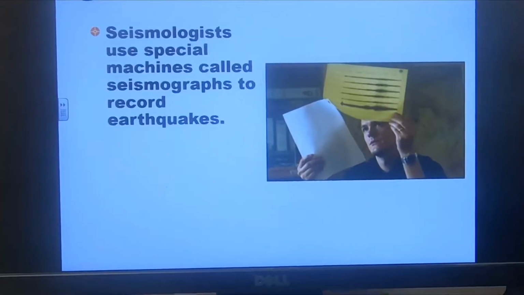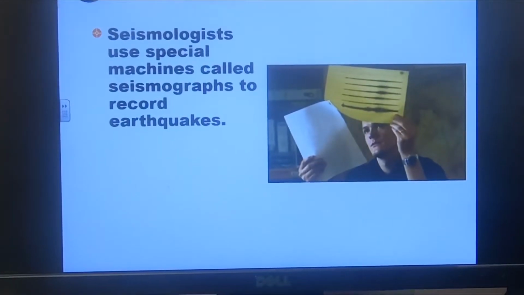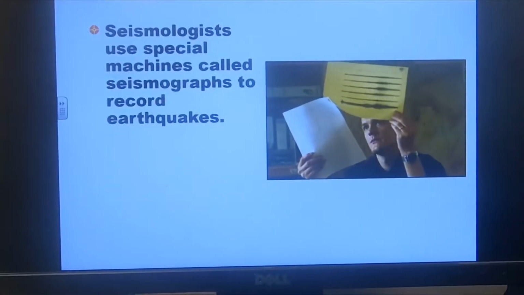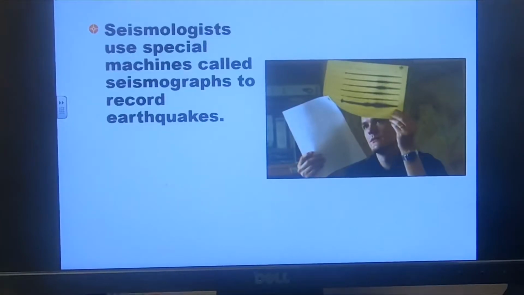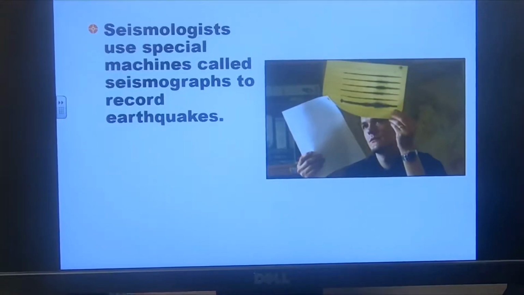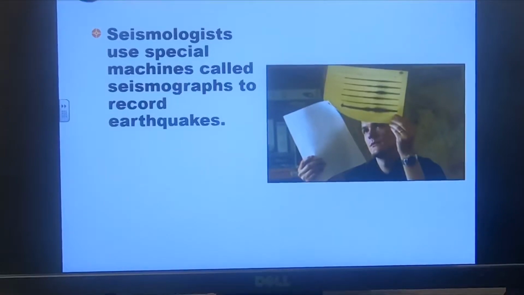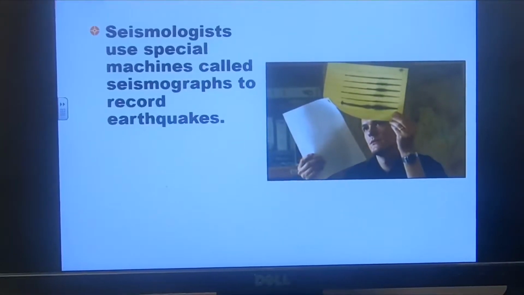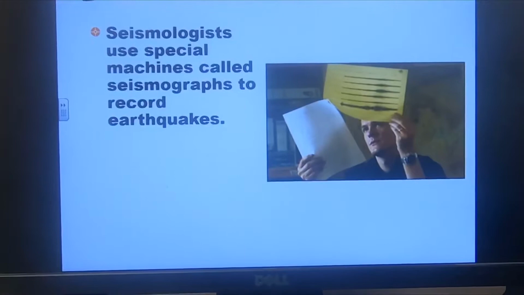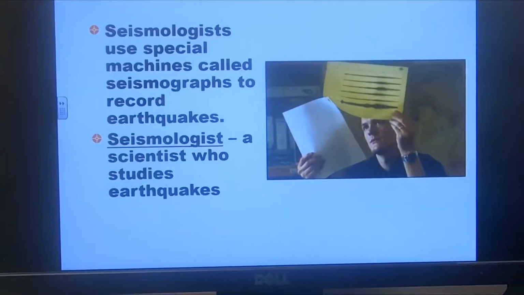Now, just like with volcanoes, we had volcanologists. With earthquakes, we have seismologists. So these are scientists who specifically study the movement of the earth, including earthquakes. They use special machines called seismographs to record earthquakes. So you see the seismologist on the right there, he's looking at a printout, and it almost looks like a bunch of lines going up and down. And that's a printout that would have come out of what's called a seismograph. Now, a seismologist is just simply a scientist who studies earthquakes.